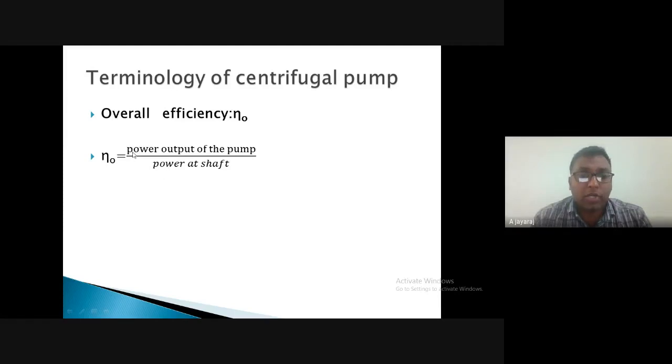Next, the numerator is the power output of the pump. The power output of the pump, we already know, is nothing but the manometric head. So the final power output that we are getting from the pump is the manometric head. This manometric head is divided by the shaft power, that is the basic input power that we are giving to the shaft. When this is solved, we'll get the efficiency known as the overall efficiency. Overall efficiency is also given by the product of manometric efficiency and mechanical efficiency. Here, ηman is the manometric efficiency and ηm is the mechanical efficiency. That will give us the overall efficiency.